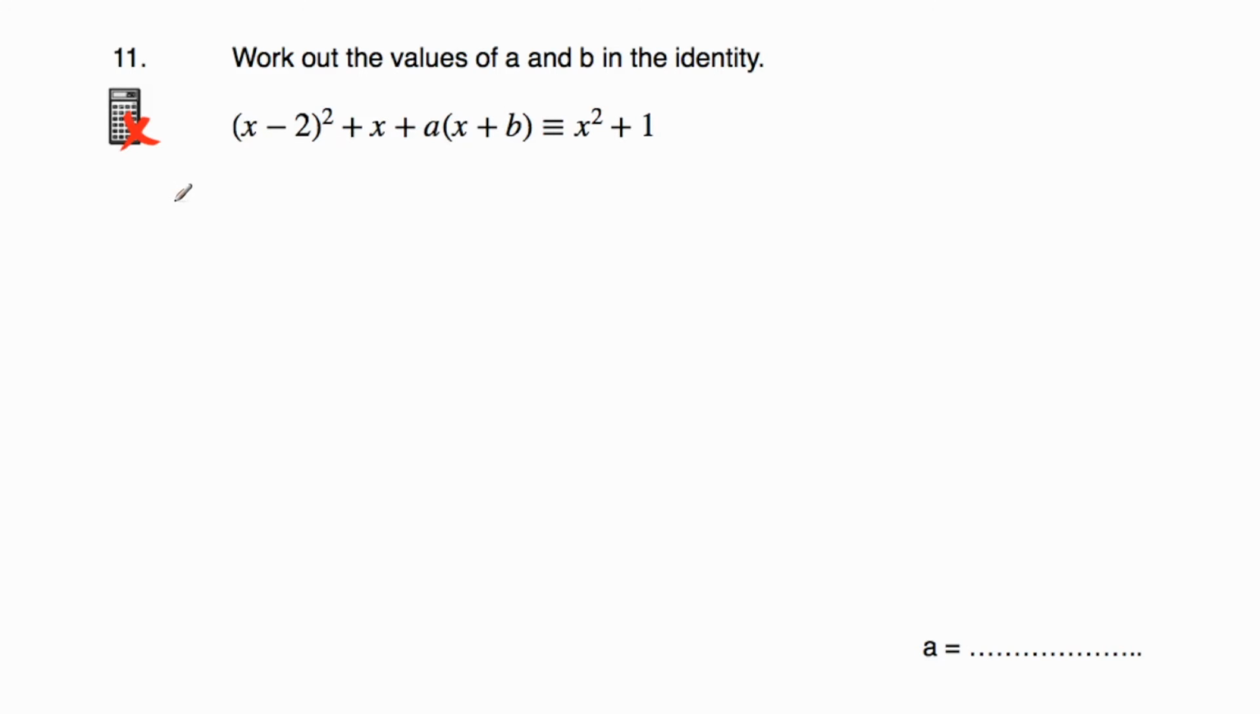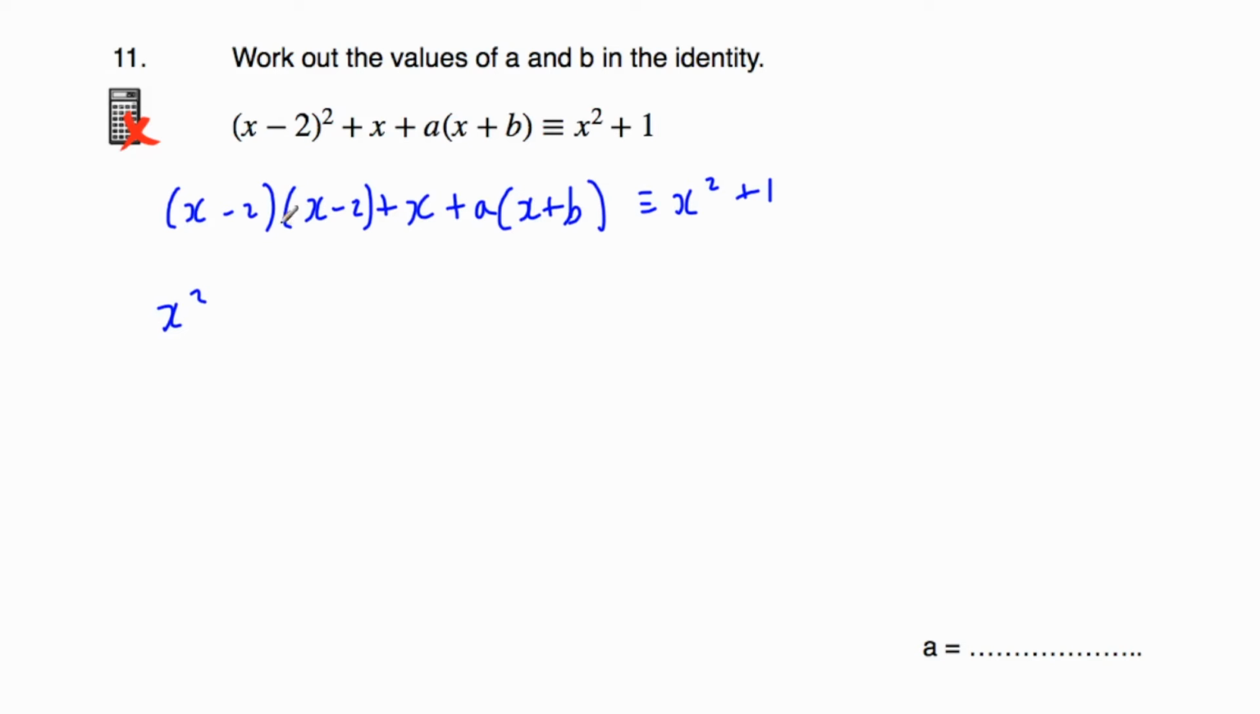So we've got x minus 2 squared, so it's going to be (x minus 2)(x minus 2), and then we've got plus (x plus a)(x plus b), that's equivalent to x squared plus 1. Now if we expand our brackets here, we've got x minus 2 times itself, so x times x is x squared. X times minus 2 would be minus 2x. Minus 2 times x is minus 2x, and minus 2 times minus 2 is plus 4. And then we've got our plus x, and then a times x is going to be plus ax, and then finally a times b will be plus ab. So that's the left hand side when we expand everything, and that's equivalent to x squared plus 1.